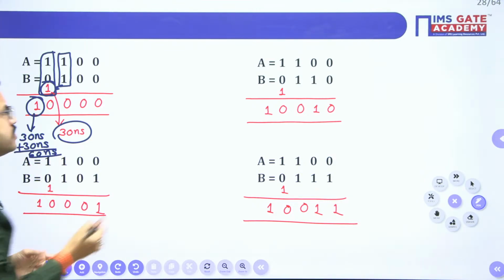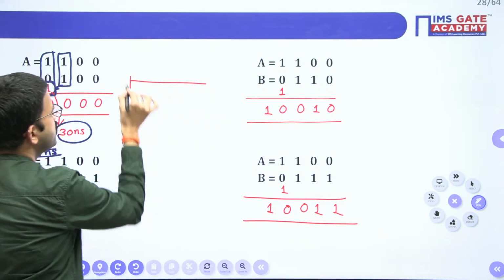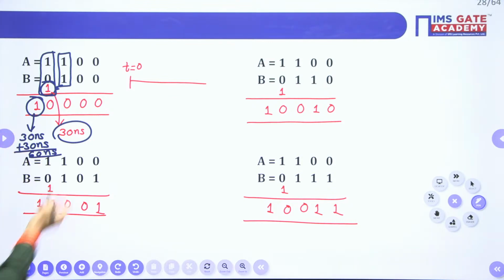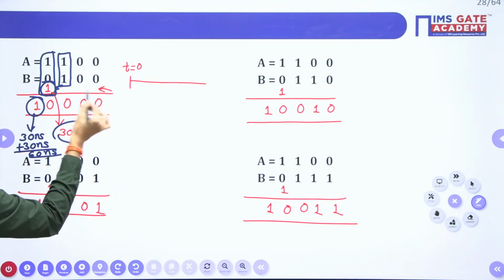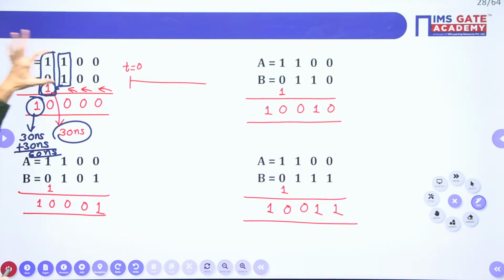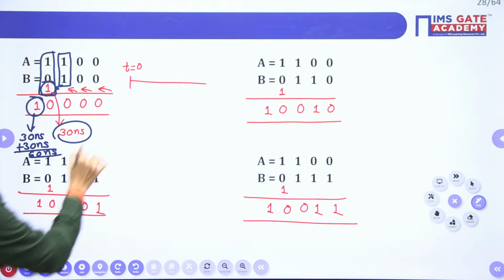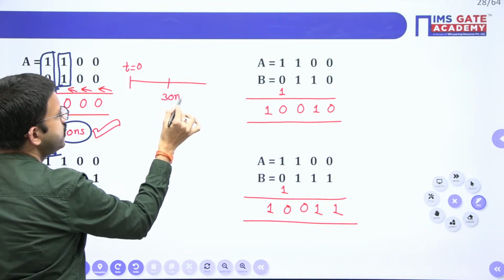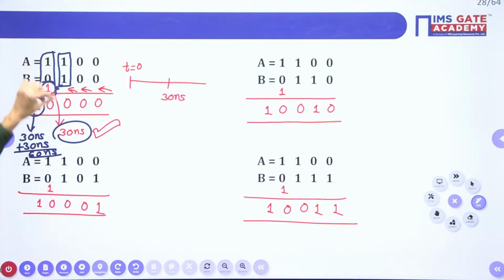Is it clear? Just for easy understanding, I am drawing the time scale. Say for example, up to t equals 0 instant. For this full adder, there is no carry input. Here also there is no carry input. Here also there is no carry input. Now the third stage full adder is producing 1 at 30 nanoseconds. At 30 nanoseconds, the third stage full adder is producing the carry output.